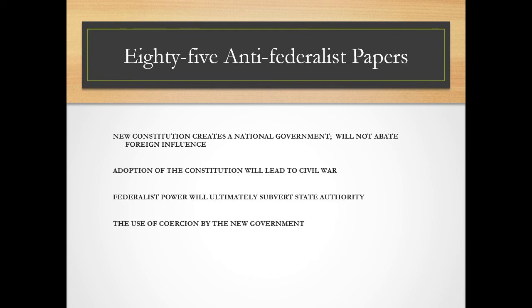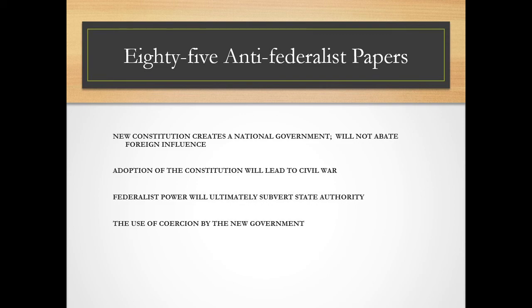And the use of coercion by the new government. They had some points. And it was well understood that they were participating in the conversation, because, as I've suggested, it's going to create that balance necessary that's going to create the Bill of Rights. So our next Federalist paper that I'd like to read to you from is Federalist number 51.